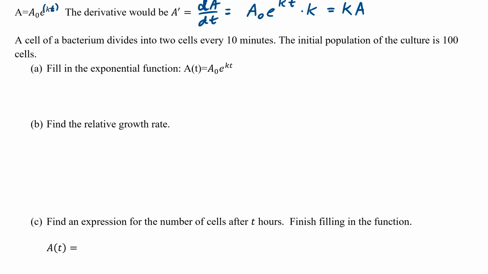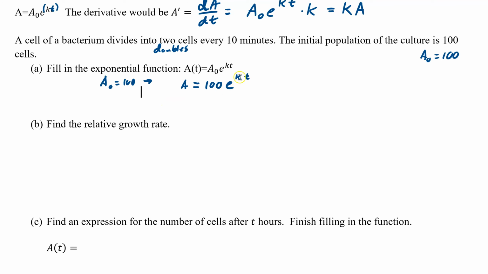A cell of bacterium divides into 2 cells every 10 minutes. This means that it doubles every 10 minutes. The initial population of the culture is 100 cells. So if you remember, a sub 0 is our initial amount. So when they say that, we already know what our a sub 0 is, so we can plug that in. So we have a, I'm just going to use a now, not a of t, and that's 100 e to the kt. So this is what we know just from a sub 0.